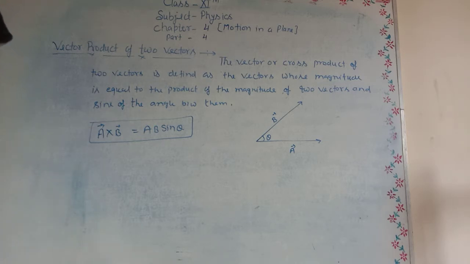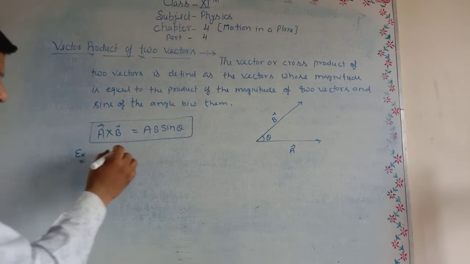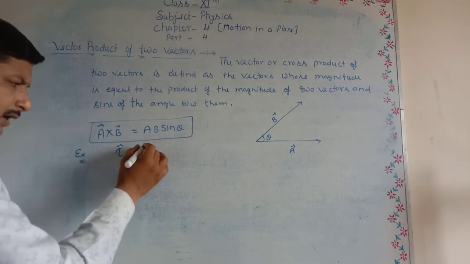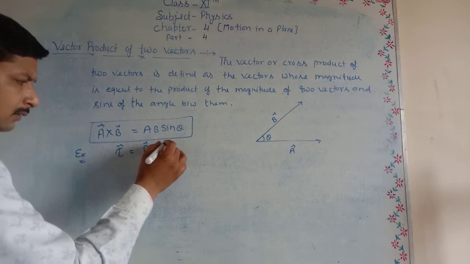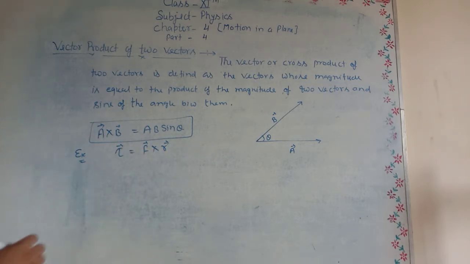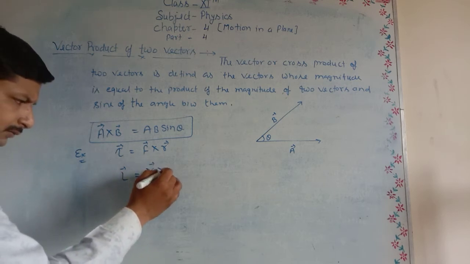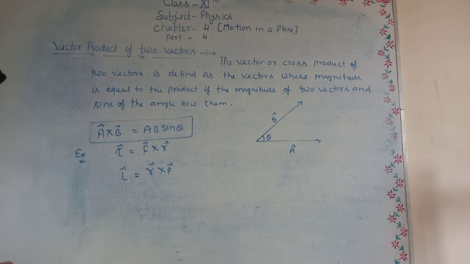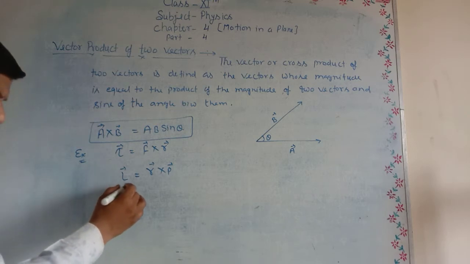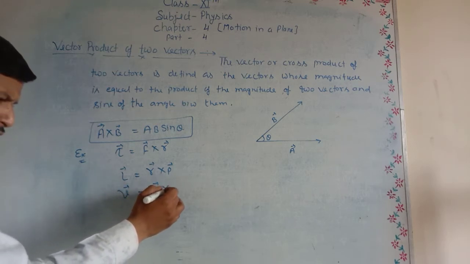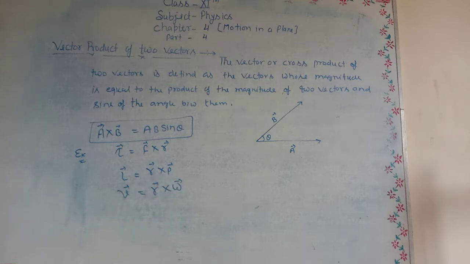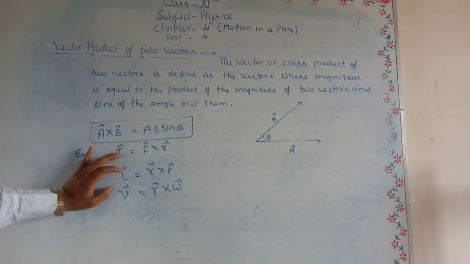A cross B is equal to AB sin theta. Okay students, for example, torque is F cross R, L is equal to R cross P, and V is equal to R cross omega. Okay, these are the examples of the vector product.